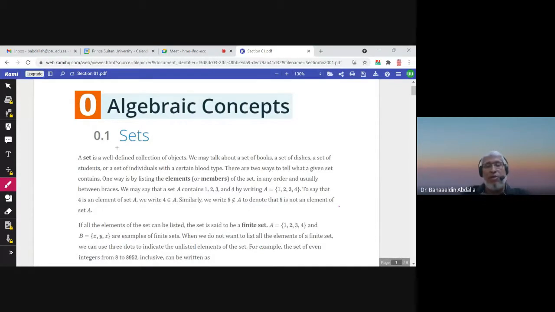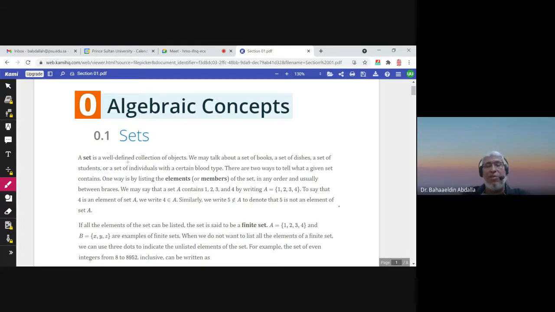This is the first lecture in the course Math 101 Finite Mathematics, and the book used for this course is called Mathematical Applications for the Management, Life and Social Sciences, the 12th edition. We will start with the first section of chapter 0 of this book, which is about algebraic concepts. So chapter 0 is about some algebraic concepts, and the first section is about sets.